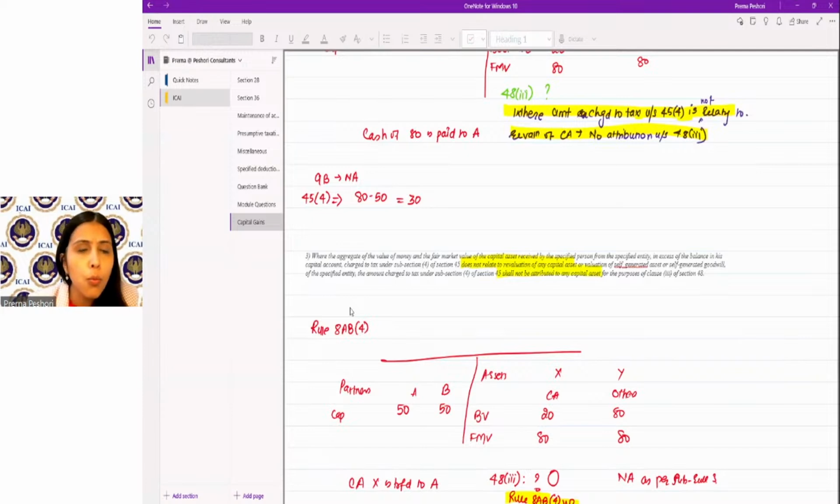In example 2, what did we discuss? That the capital asset itself was transferred. So there would be 9B, there would be 45(4) both. Clear? For now, this is what you have understood.